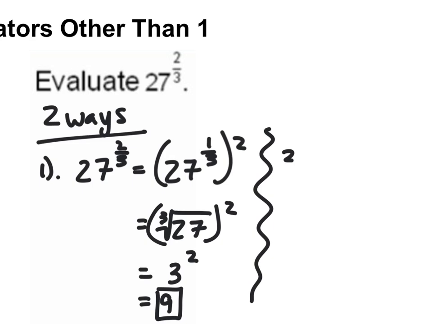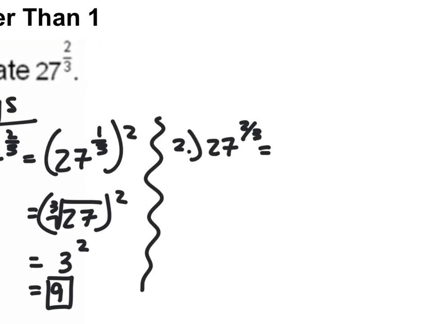So the other way, the second way, let's do 27 to the 2/3, and let's rewrite it the other way, okay? So here we raised 27 to the 1/3 power, let's write this as 27 squared and then raise that to the 1/3 power.